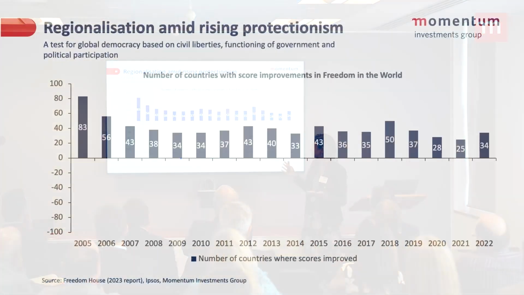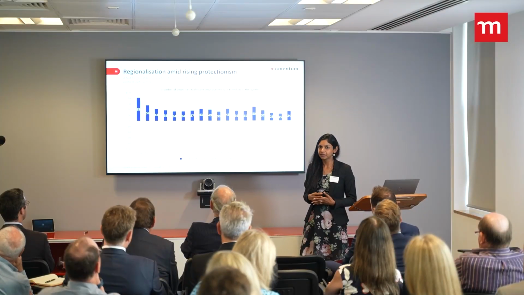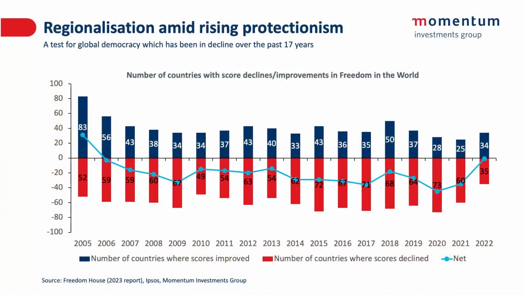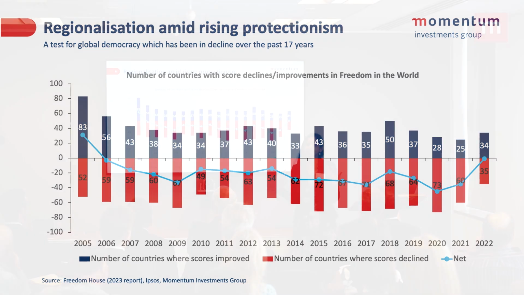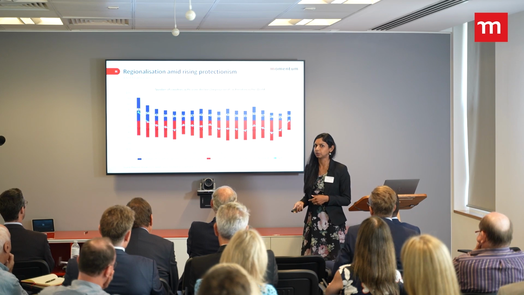Now, if we look across the globe, yes, there are some countries that have seen an improvement in their democratic scores, and this is captured by the Freedom in the World Index. But overwhelmingly, there have been more countries that have actually seen a backsliding in their democratic value system. And so if you take this on a net basis and you look at that turquoise line, we've had 17 years in which democracy has effectively been on the back foot in the global economy.